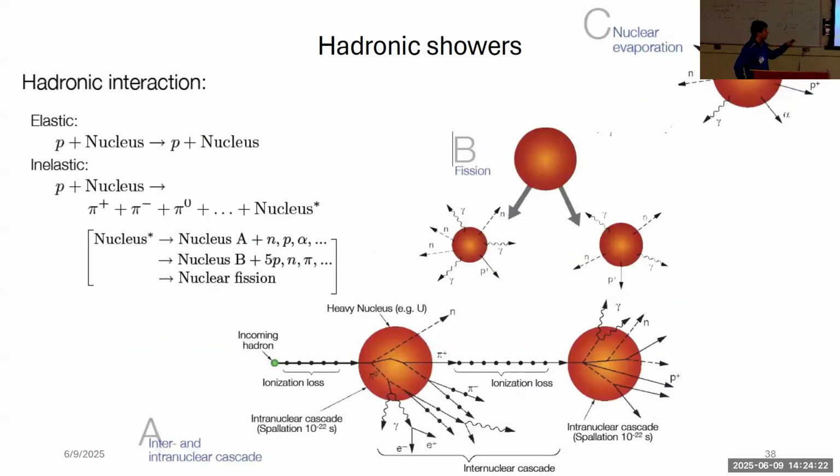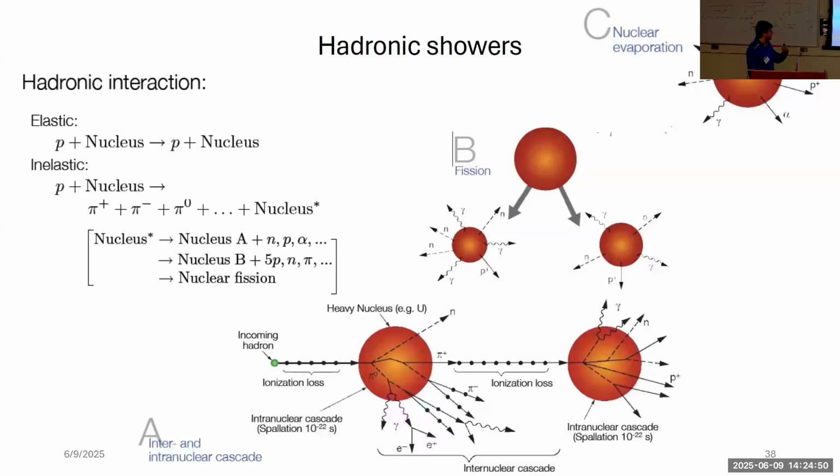So how do hadronic interactions actually look? You can think of it basically like this. If you have an incoming hadron, if it's charged, it will lose some energy through ionization loss. And then after going through one nuclear interaction length, it will basically interact. It will do a hard scattering with, say, a nucleon inside the nucleus.